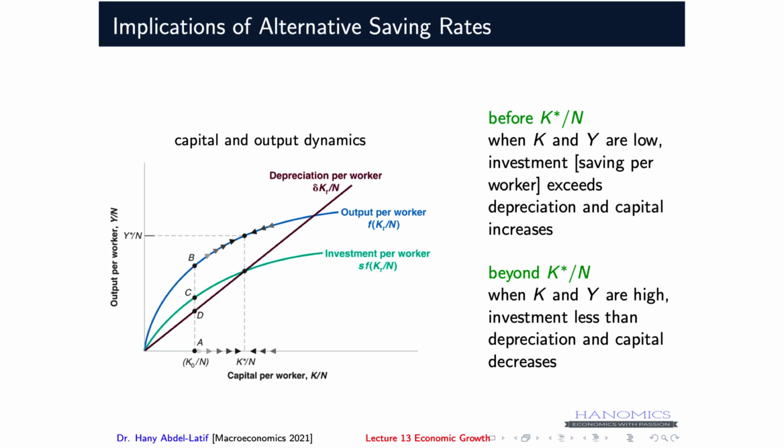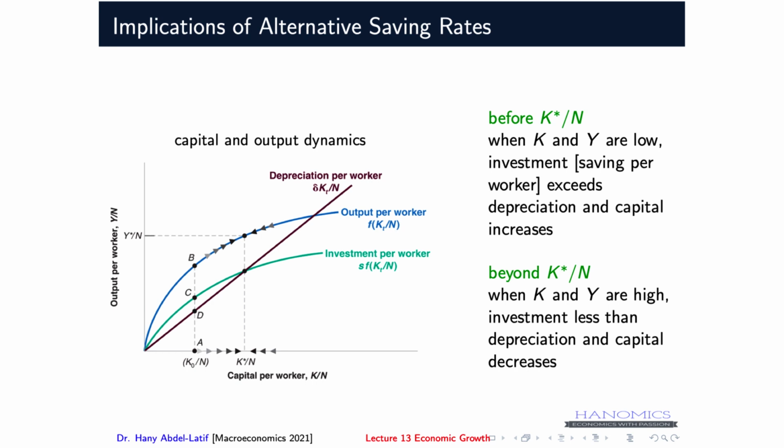We have a production function, which we explained before. We have capital per worker on the horizontal axis, and on the vertical axis we have output per worker. We have this red line, which is the depreciation per worker, delta K_t over N. And we have two curves here.